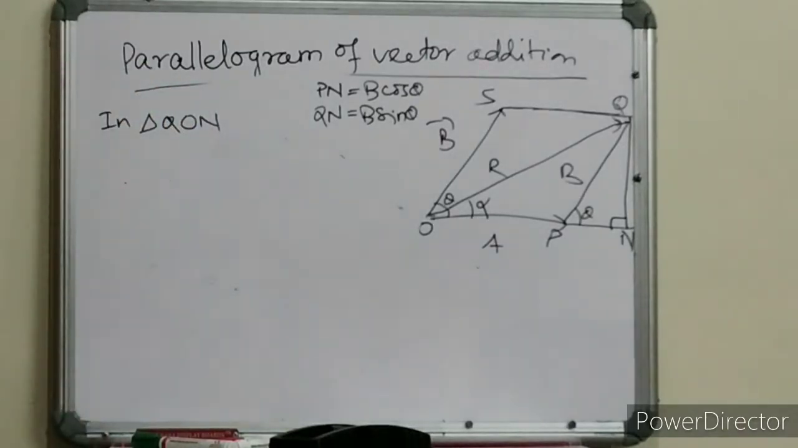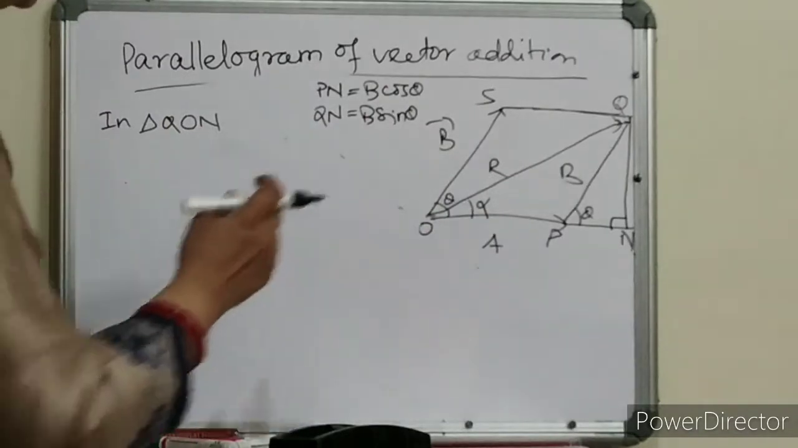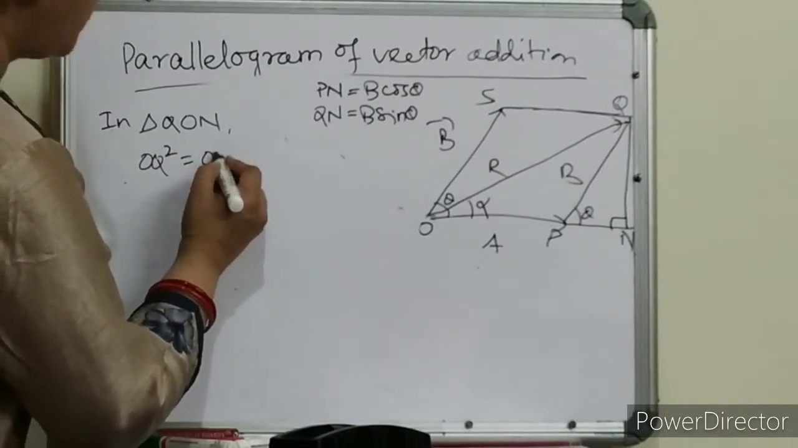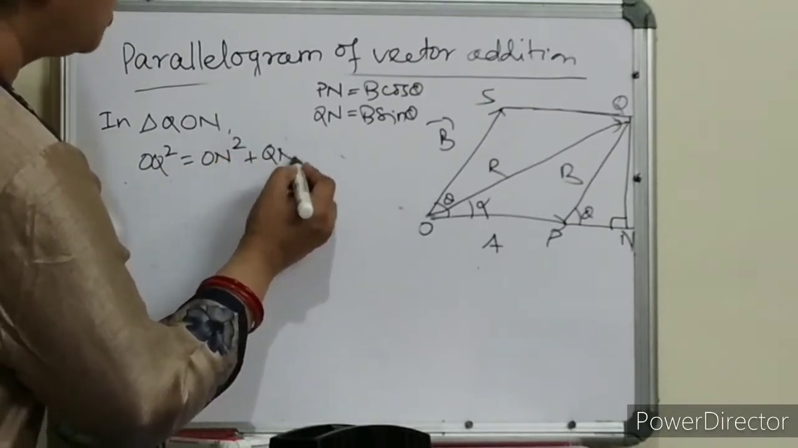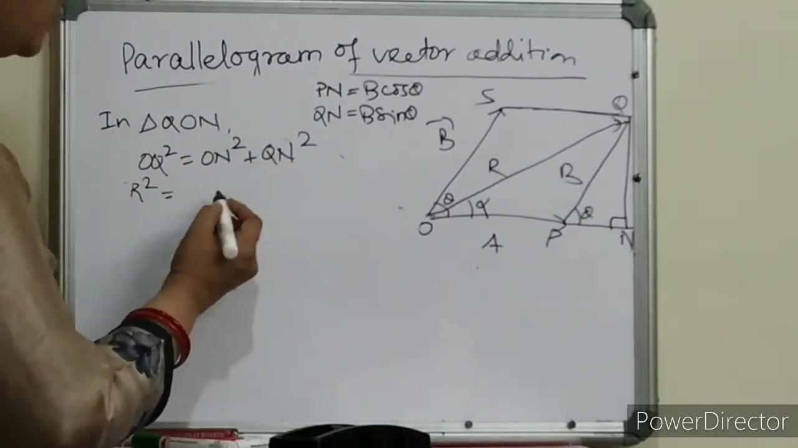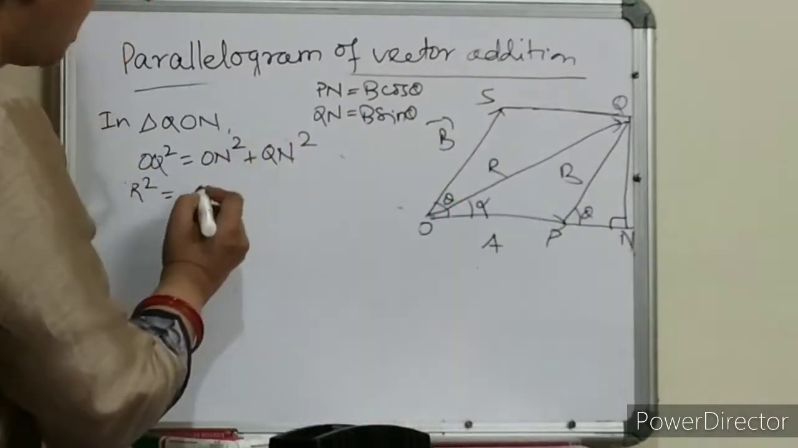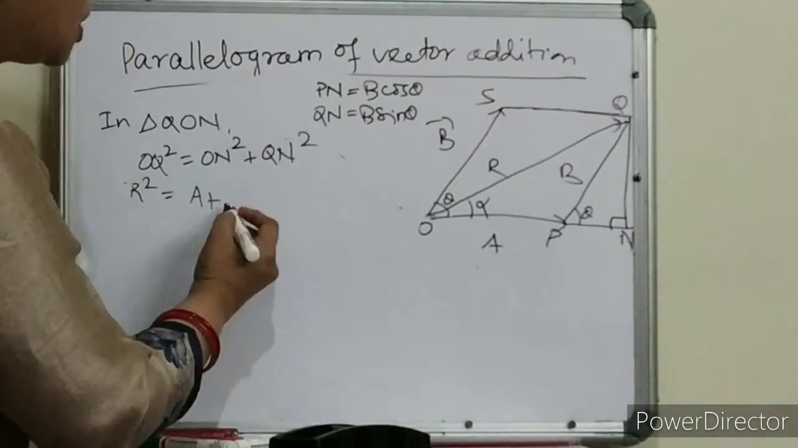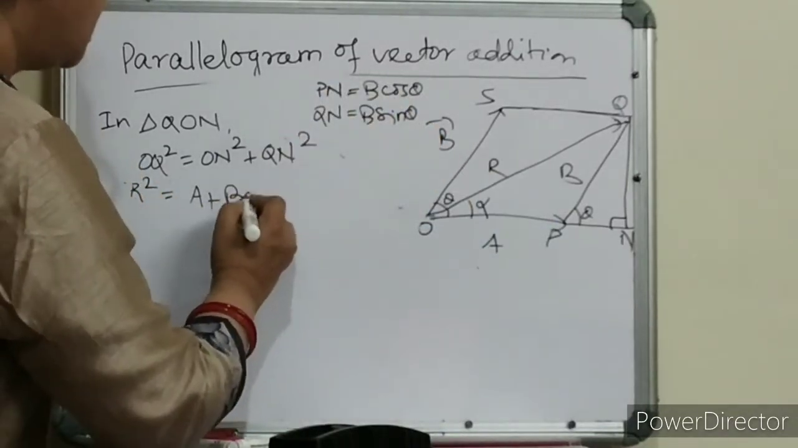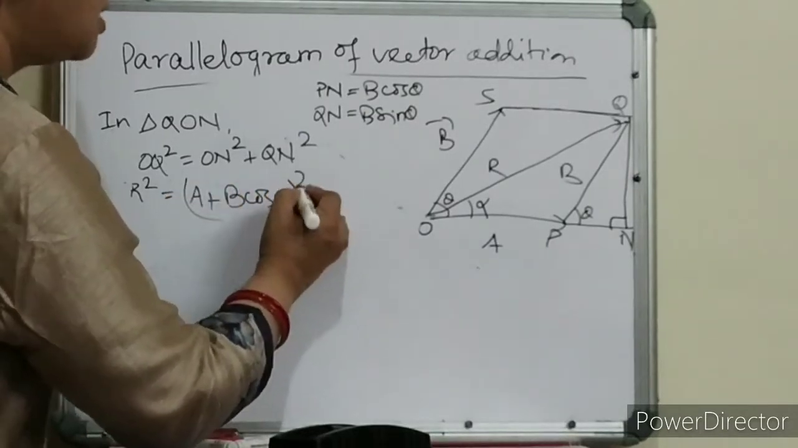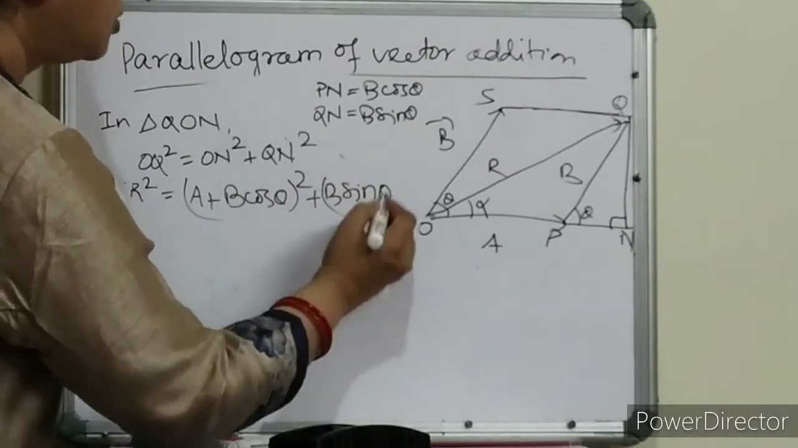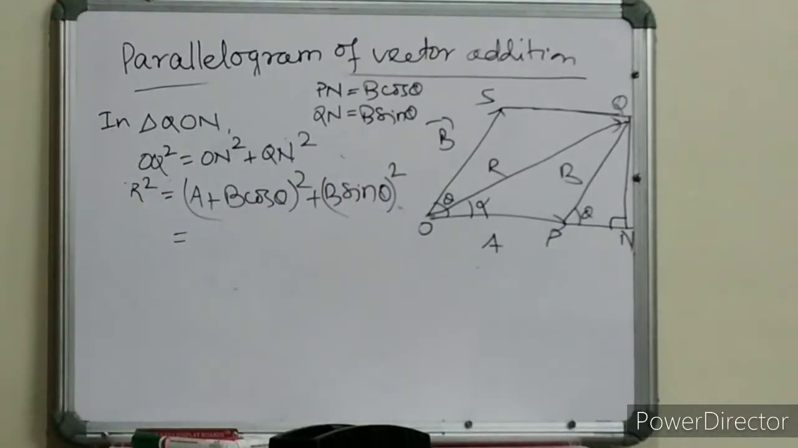What is Pythagoras theorem? We will apply Pythagoras theorem now. So OQ square is equal to ON square plus QN square. What is OQ square? That is your R square, equal to ON, which will be OP plus PN. Already we have done this in triangle law of vector addition. So OP will be A, PN, as you can see, is B cos theta, whole square, plus QN is B sin theta, whole square. Okay, clear children?